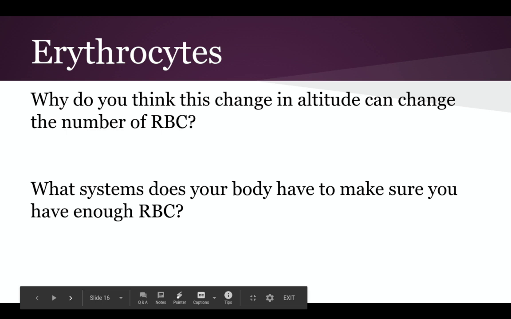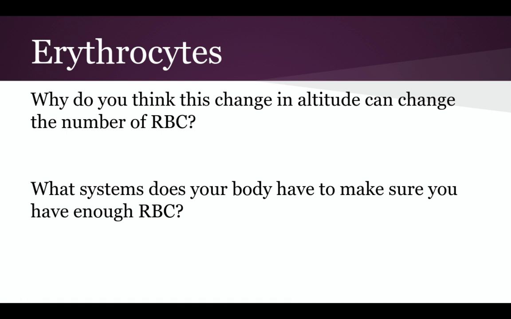Why do you think this change in altitude can change the number of red blood cells? Again, it has to do with the amount of oxygen. If there's less, we still need to carry it to all the cells the same. So they're going to make up for that by producing more red blood cells. Again, what systems does your body have to make sure you have enough red blood cells?